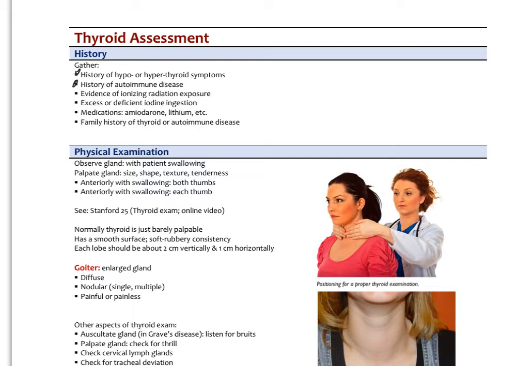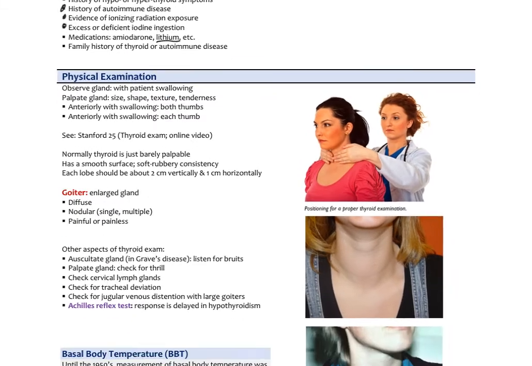Evidence of ionizing radiation exposure, excess or deficient iodine ingestion. We want to document how much iodine patients are taking, if they're taking any supplements, any medications that contain iodine, like amiodarone, or lithium. Lithium doesn't contain iodine, but it can directly inhibit the thyroid as well. And then a family history of thyroid or autoimmune disease. So those would be some of the classic questions we would want to gather in the history.